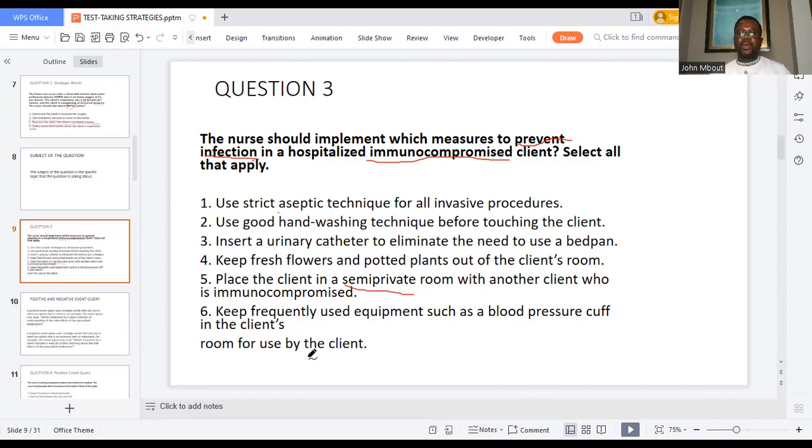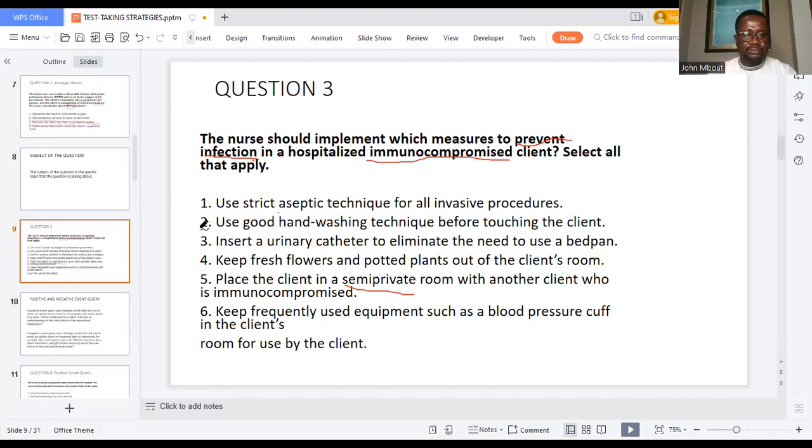Okay, let's start. We can apply the method of elimination. You eliminate those that you know cannot be correct. So what this question is saying is for you to pick out the measures that you can implement in order to prevent infection for this client. And like I said, this client is not just an ordinary client, this is an immunocompromised client, and special measures are implemented to prevent infection for this type of clients. If you did not know, you are going to know right now.